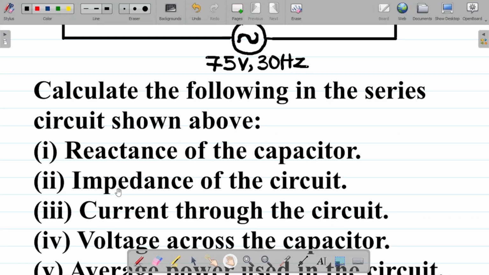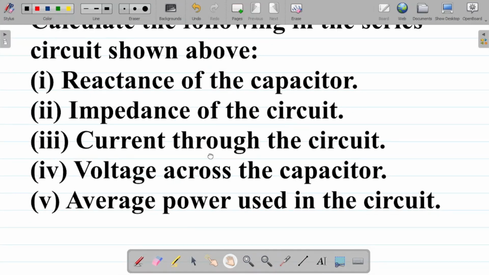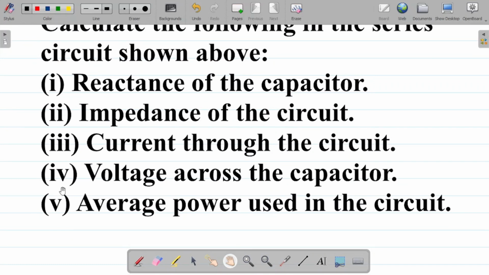The second thing you're asked to find is the impedance of the circuit. The third thing you're asked to find is the current through the circuit. The fourth thing you're asked to find is the voltage across the capacitor. The fifth thing you're asked to find is the average power used in the circuit.